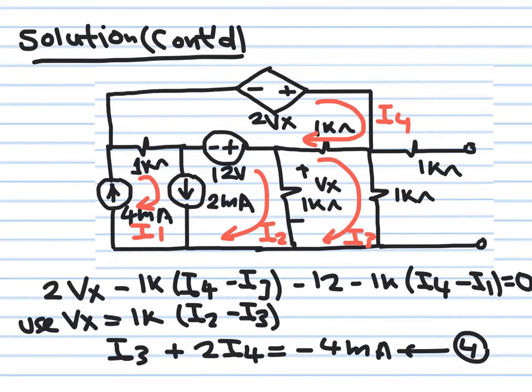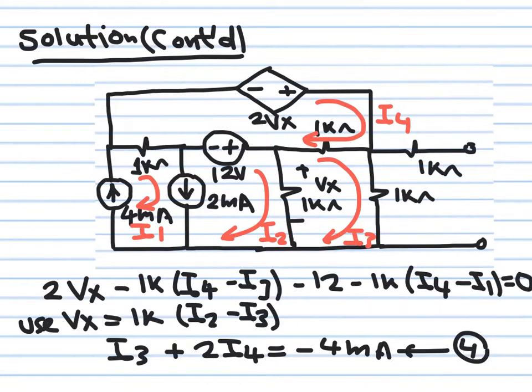So I went around this loop, as I said. I summed the drops. So this is 2Vx minus 1k (I4 minus I3) minus 12 volts minus 1k (I4 minus I1) is equal to 0. I know what I1 is, it's 2 milliampere. I'm going to replace Vx by 1k multiplying (I2 minus I3). If you collect all the coefficients, you see that this is the equation you're going to be getting between I3 and I4. So now I have two equations I can solve for I3 and I4.